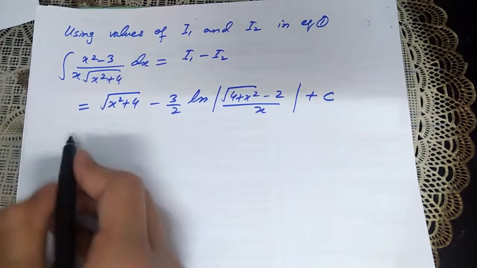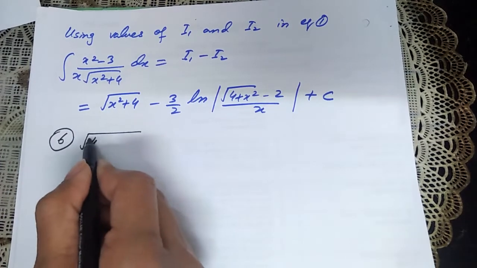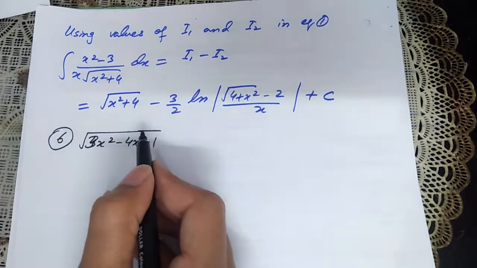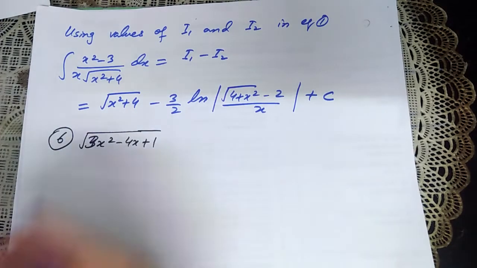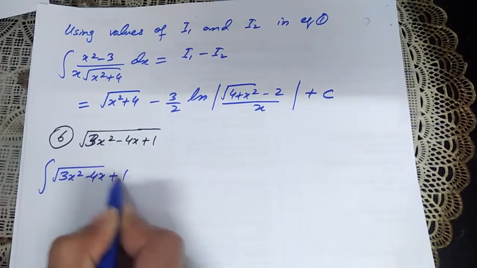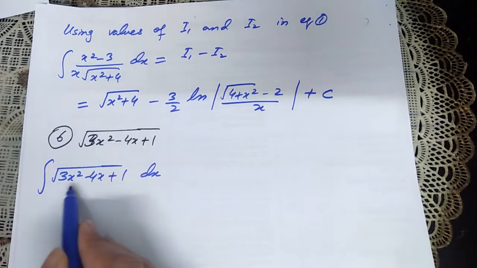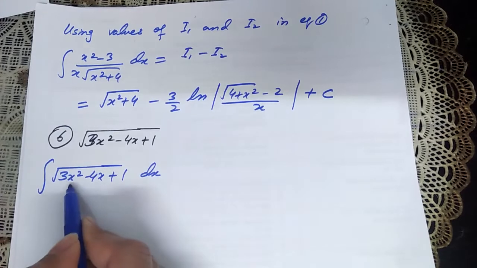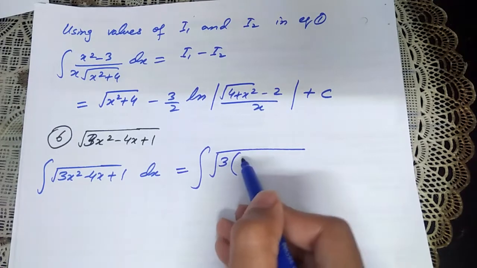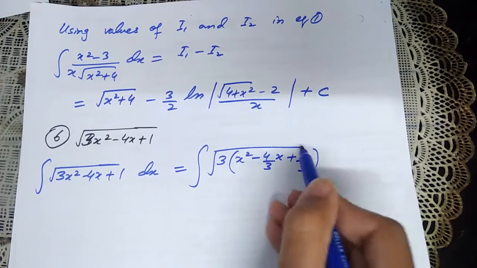Now question number 6, it is under root 3x square minus 4x plus 1. We need to integrate it now. Integration of under root 3x square minus 4x plus 1 dx. Now I want to make here the complete square. For that purpose I need here only x square. So just take 3 common out of it. So I will get here like this. 3 common, so I will get x square minus 4 by 3 x plus 1 by 3 here, dx.